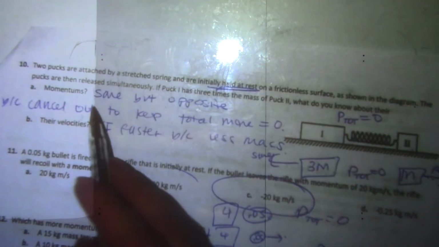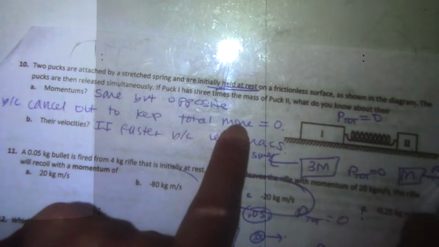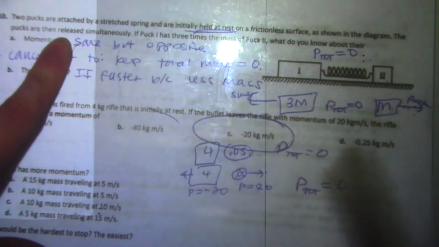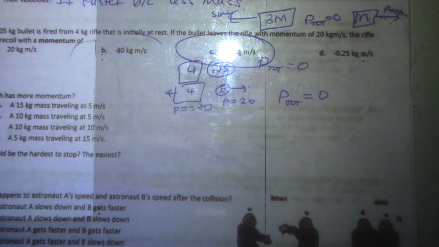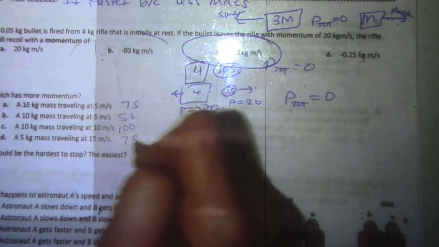Which is exactly what we said. These two, similar situation, their momentums have to be equal but opposite. If one is 20, the other is negative 20. Finding momentum, which one has more momentum? You literally multiply and find the momentum. So this one has 75, this one's got 50, this one's got 100, this one's 75. So the most momentum is C.